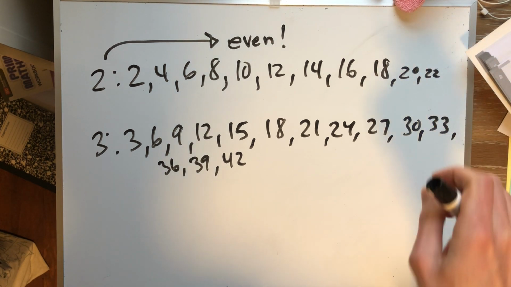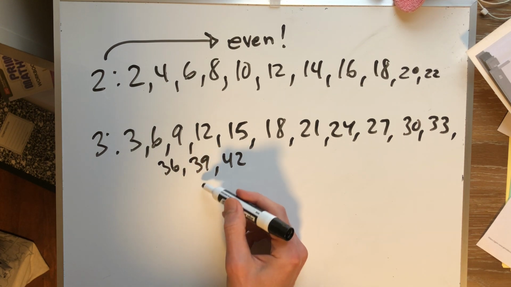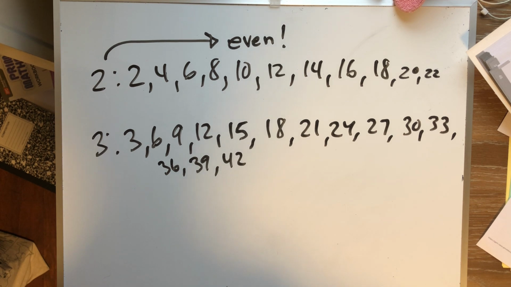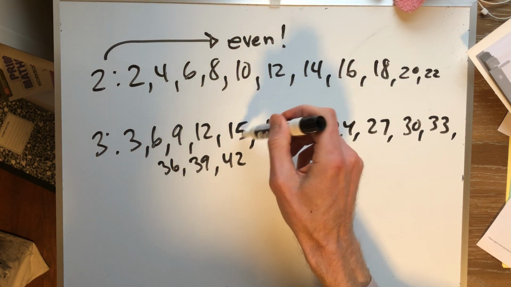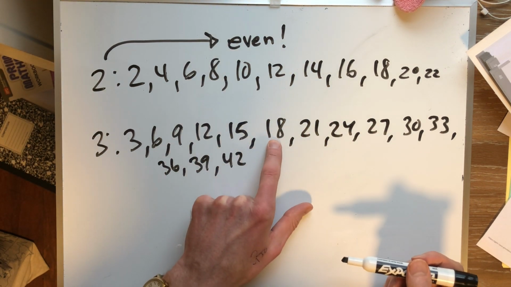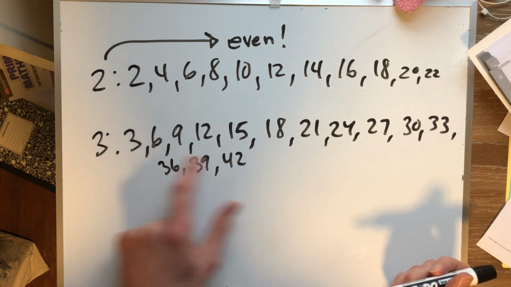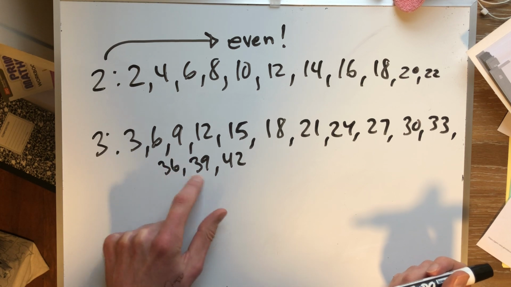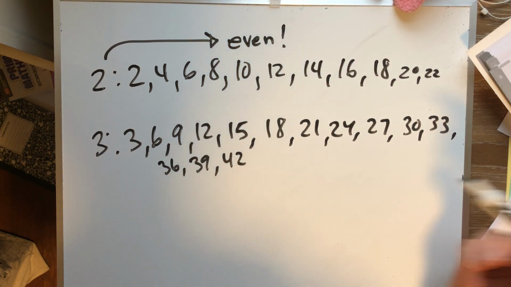What do you notice? 3 plus 6 is 9. 3 plus 9 is 12. 4 plus 2 is 6. Do you notice how they all equal multiples of 3? 1 plus 5 is 6. Oh yeah, that's a multiple of 3. 1 plus 8 is 9. Oh yeah, that's a multiple of 3. 2 plus 4 is 6. That's a multiple of 3. 3 plus 6 is 9, multiple of 3. 3 plus 9 is 12, multiple of 3. So that's always the case.